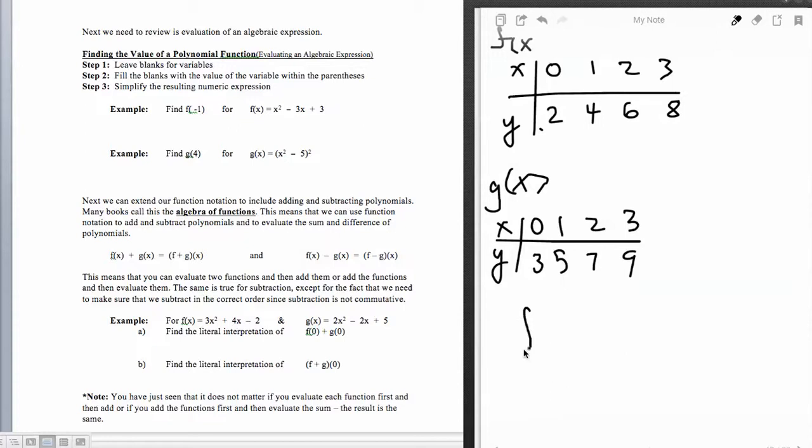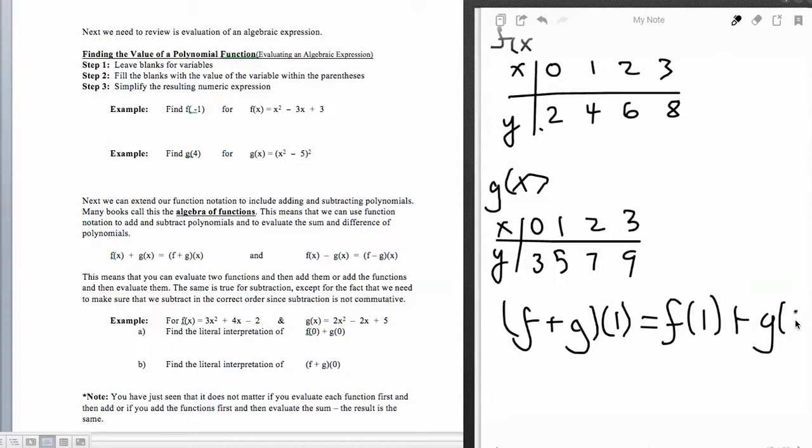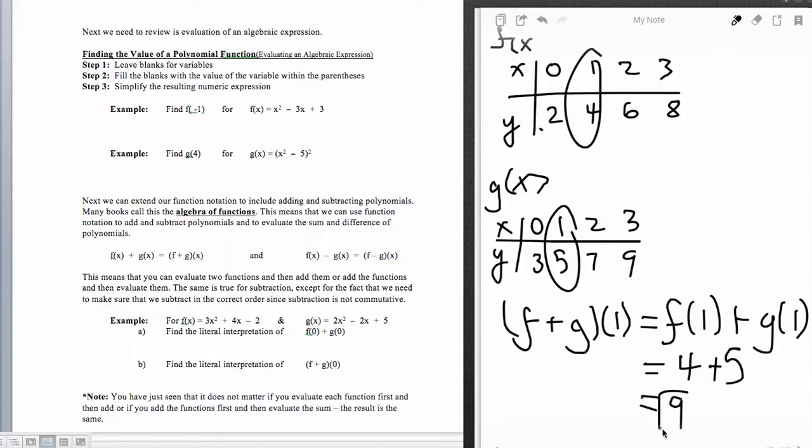And so if I wanted to find what f plus g of 1 would be, that would mean that I don't have this sum function, but I know that that's the same as f of 1 plus g of 1. And that I can certainly find. Remember, these are the y values. So f of 1, that is the 4 value there. And then plus g of 1, well, that's the 5 value there. And so I can see that that's 9. And that's why it's useful to be able to do it both ways.